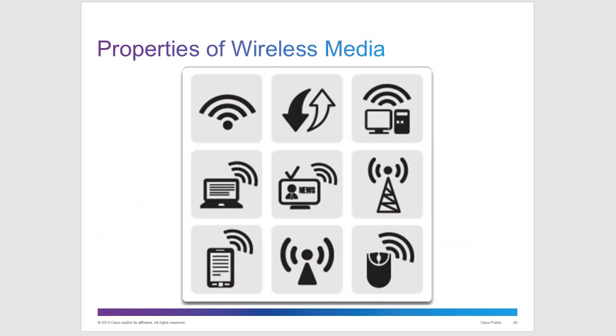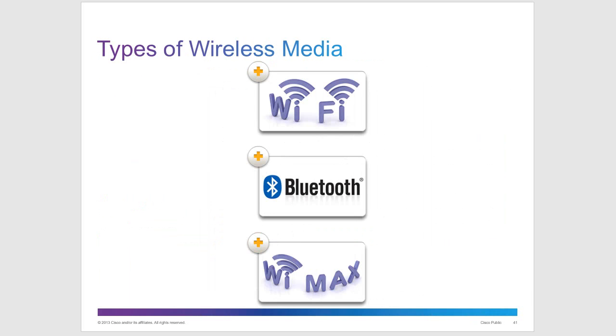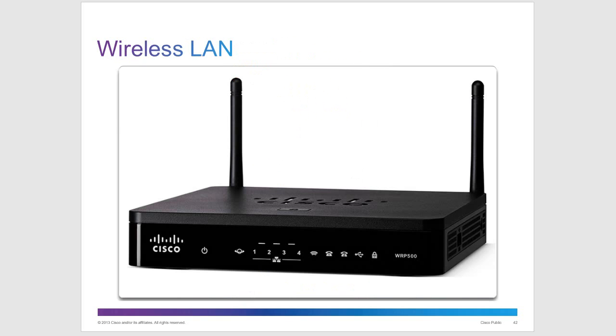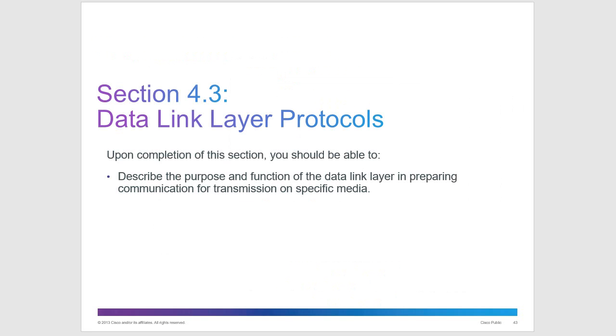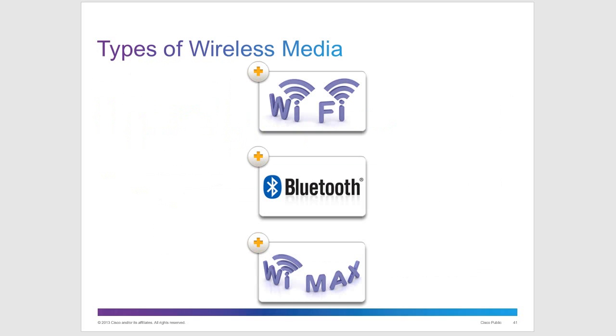Wireless media. Properties of wireless media. Okay, let's go ahead and take a look. We got Wi-Fi, Bluetooth, WiMAX. Not so much WiMAX anymore, but Wi-Fi and Bluetooth will be around. So WiMAX was a competing technology to LTE and really didn't quite make it. So there's that. So we got wireless LANs, and that's it.